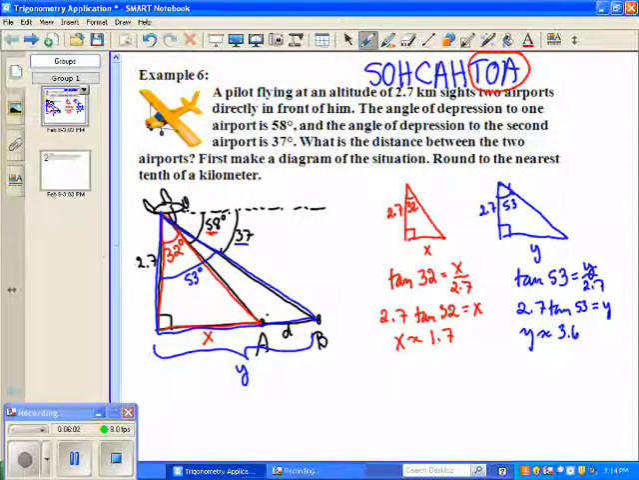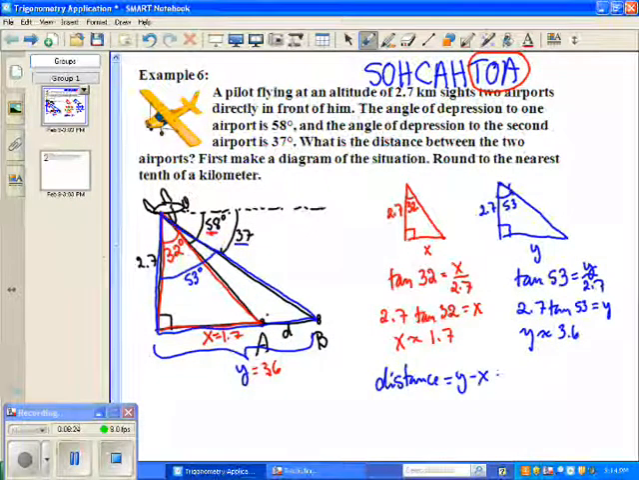Okay, so you can see in your diagram, we know x is 1.7, y is 3.6. So to get d, we just take y minus x. So distance equals y minus x, or in this case 3.6 minus 1.7, which equals 1.9 kilometers. So that's how far the airports are apart from each other.